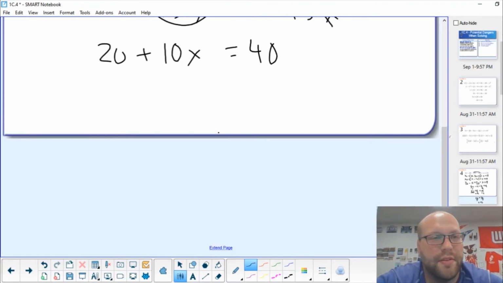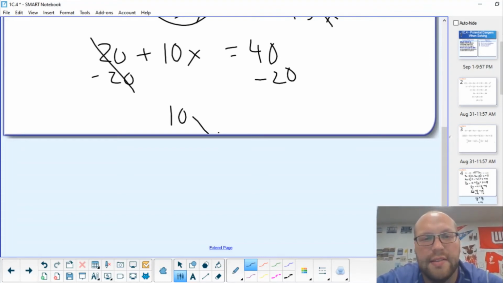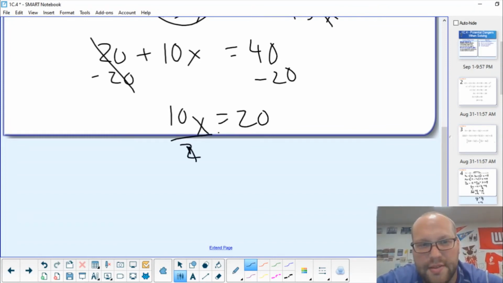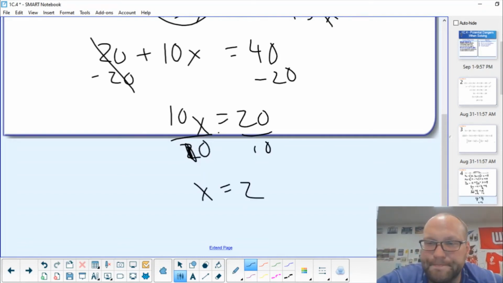And now that my variables are on the left, I'm going to make sure that my constants on that side are eliminated. So I have 0. I get 10x equals 20. And some people just know that the answer is 2. But if you just divide by, whoops, that's a little Freud talking. Divide by 10, and we've got x equals 2. So we've got our solution there.